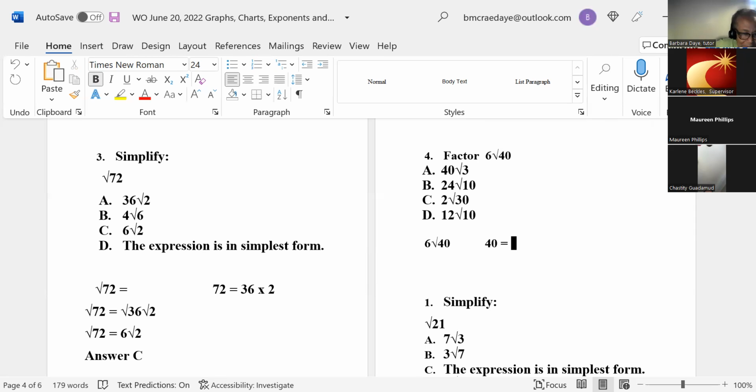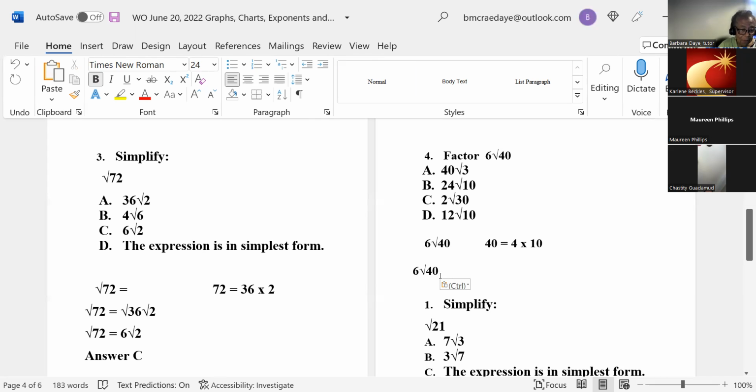10 fours is 40. Right? Okay, 4 times 10. Very good, because 4 is a perfect square root, right? Yeah. Okay, so we can then say 6 times the square root of 40. Let's rewrite that. And then we'll break down our 40 into what? Square root of 4. Let's take that out. And let's put times the square root of 10.